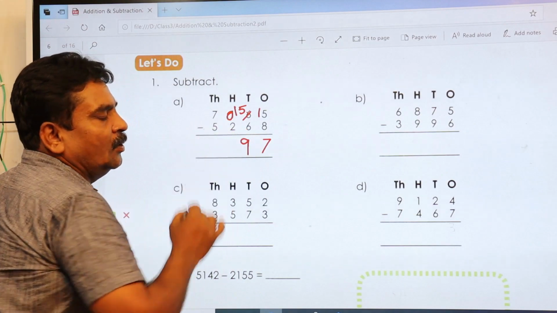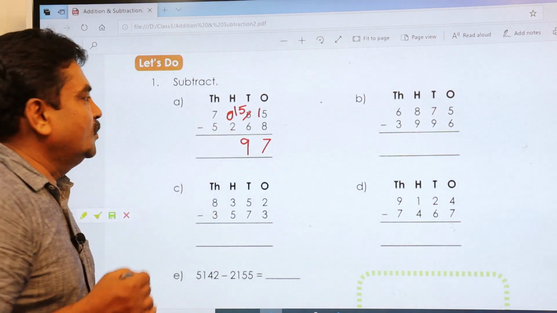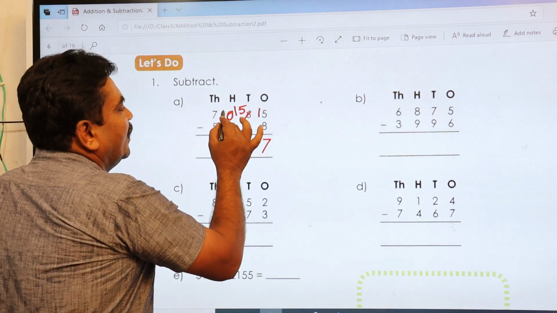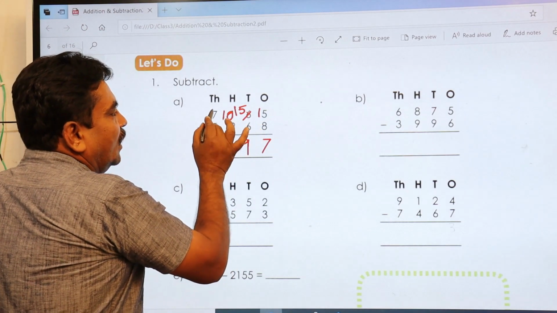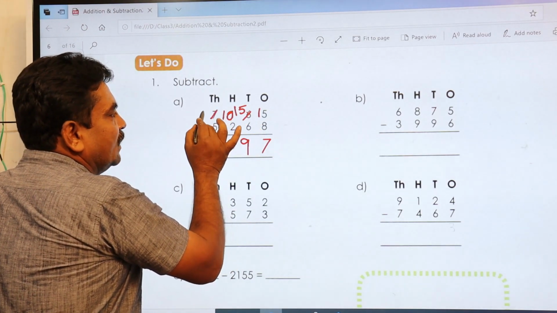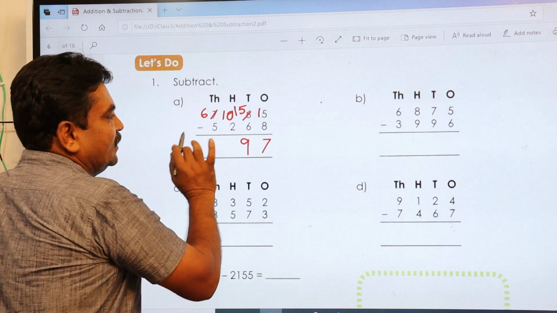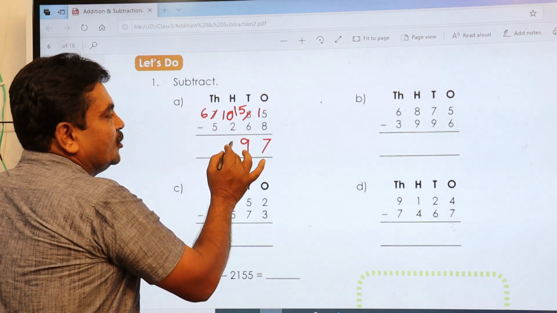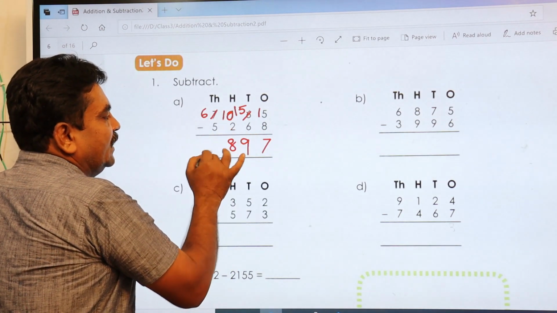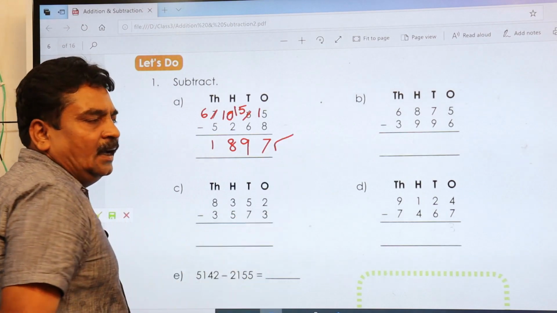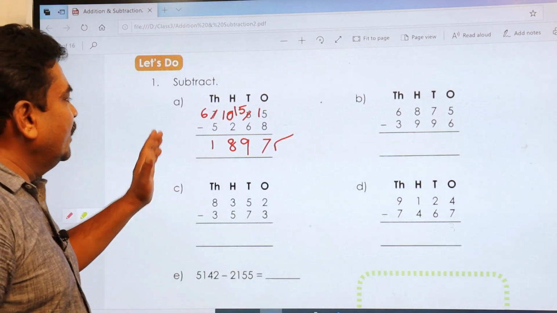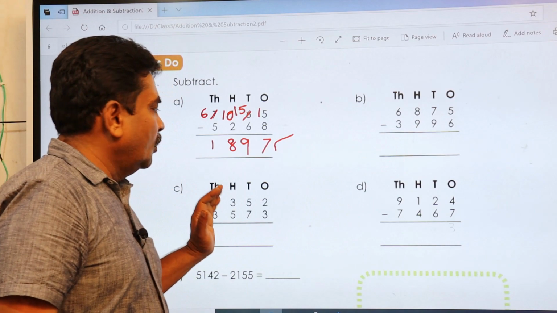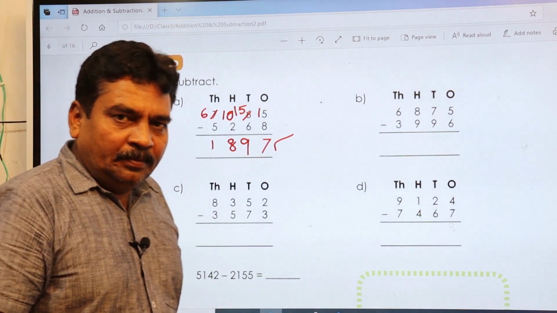From 0 you are going to remove 2. It is not possible. So what you are going to do? You carry one number here. It becomes 10. And when you have taken out one number, then 7 decreased to 6. Keep this 6 as it is. 10 minus 2 is 8. 6 minus 5 is 1. This is your answer. In that way you do these problems and show me.